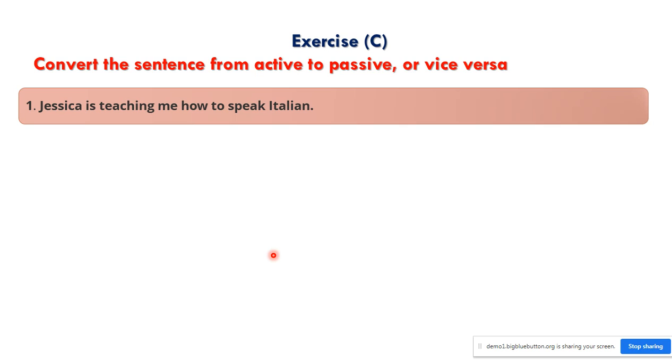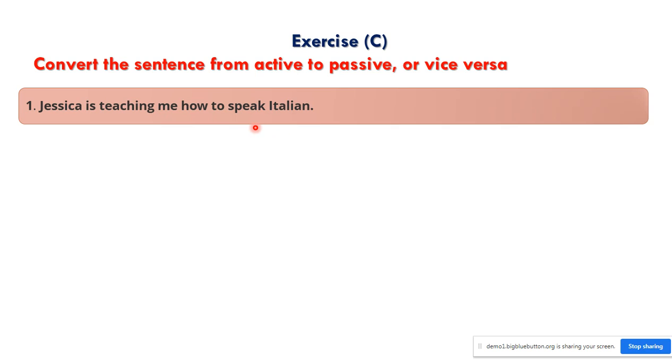Jessica is teaching me how to speak Italian. Jessica is the subject. Is teaching is the verb, in the present continuous. Me is the object, or the recipient. How to speak Italian is the complement of the sentence.